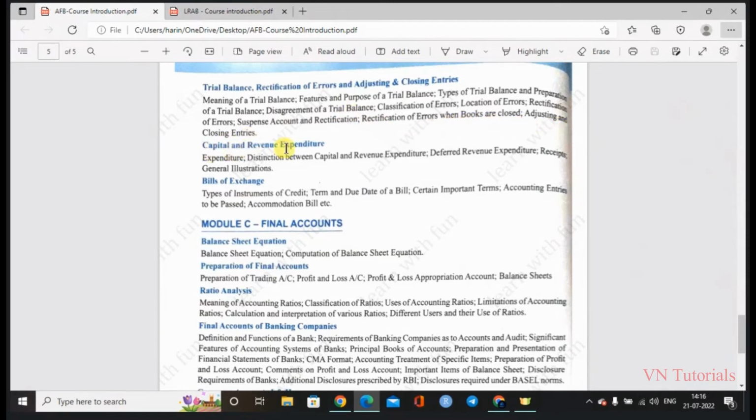And under capital and revenue expenditure, we are going to see expenditure, distinction between capital and revenue expenditure, deferred revenue expenditure, receipts, general illustrations, and so on. Then under bills of exchange, we are going to see types of instruments of credit, term and due date of a bill, certain important terms, accounting entries to be passed, accommodation bill, etc.